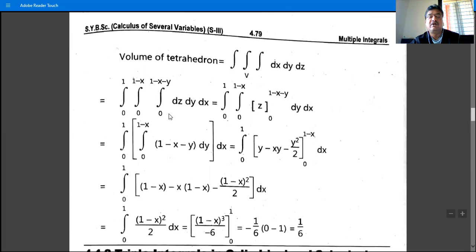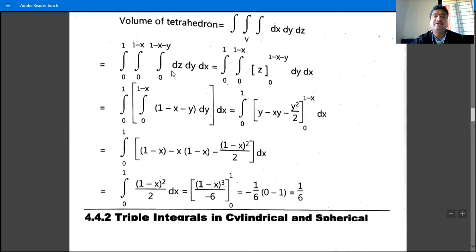The order is z first, because the limit of z is in two variables. The limit of y is in one variable, so its sequence is second. And lastly, we integrate with respect to x. So dz dy dx. Integration of 1 is z from 0 to 1 minus x minus y. Then the value at the upper limit is this, minus the value at the lower limit. Substitute z as 0, we have the answer 0.